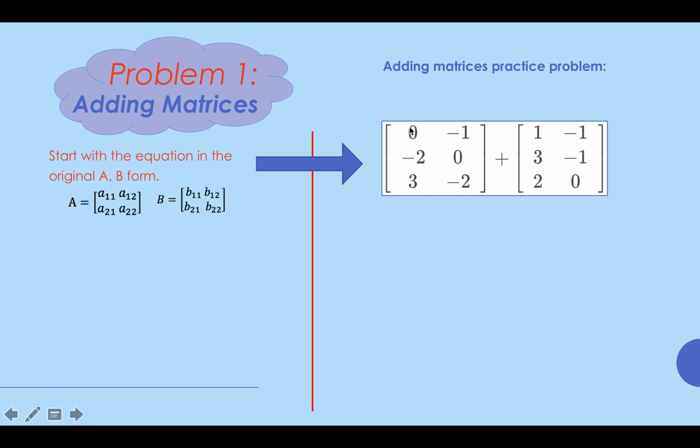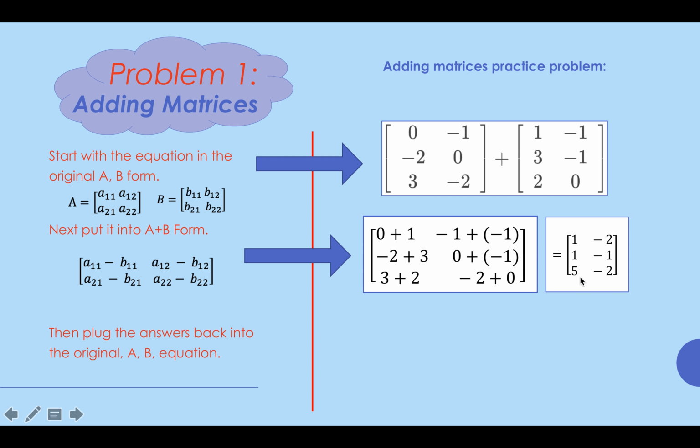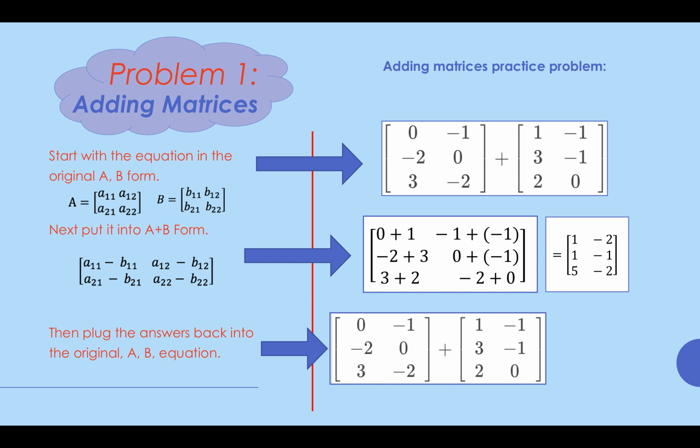As you can see, it's already in our AB form. Next we're going to put it into A plus B form, which I've done here like this. So it would be 0 plus 1, -1 plus -1, -2 plus 3, 0 plus -1, 3 plus 2, and -2 plus 0. And our answer, once we do all the math, is 1, -2, 1, -1, and 5, -2. Next, we'll plug our answers back into the original AB equation to check for accuracy. And we know we have our answer, and we've done it correctly.